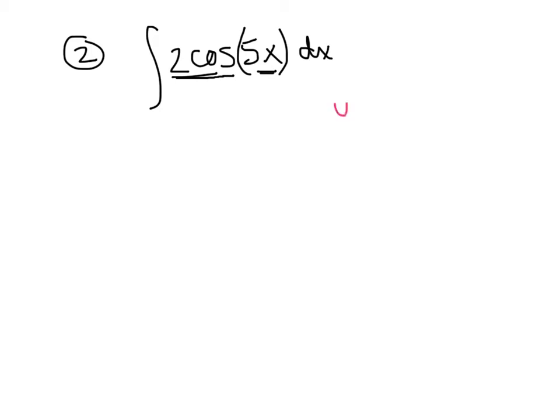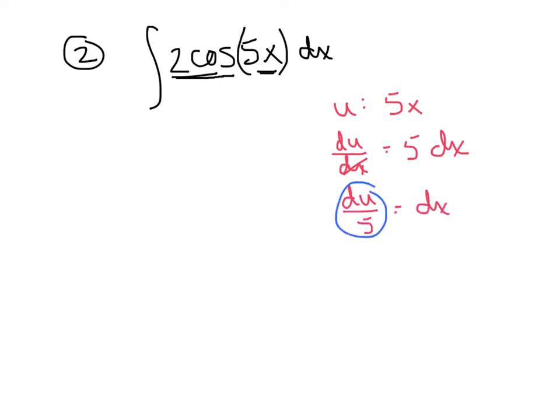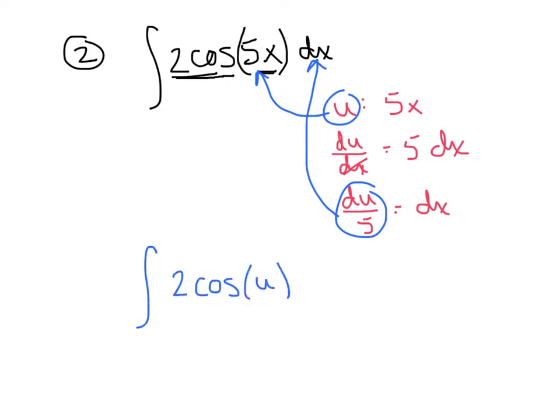So let's go ahead and we'll let u equal the 5x. We're going to differentiate with respect to x. A lot of times you'll see me instantly move the dx to the other side right away. And then we're going to solve for dx, so I've got du over 5 equals dx. And now we're going to make that substitution. This du over 5 is going in for dx. The u is going in for 5x. So we've got 2 times the cosine of u times du over 5. Now, we have gotten rid of all the x's, and that's the great thing.